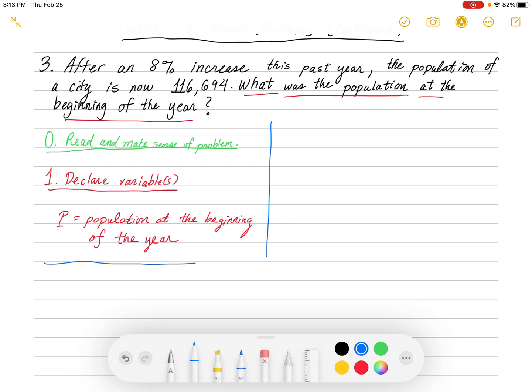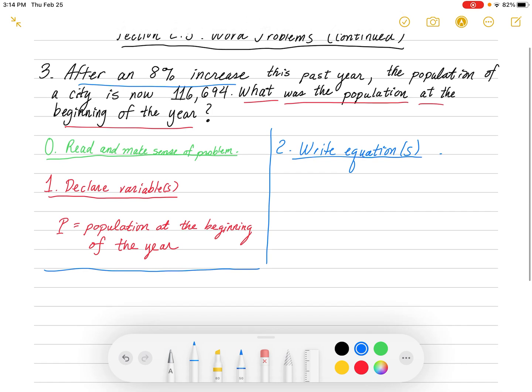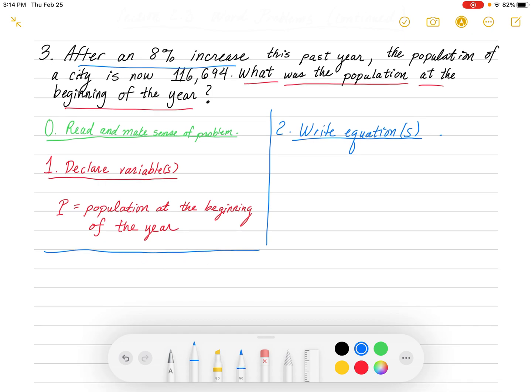The next thing we want to do, I'll call this step 2, we're going to write our equations. We're going to get our equations from our sentences. So if you read the first sentence, we're going to have an 8% increase in population. So after this 8% increase, the population is going to finally be 116,694. So we start off with 100% population, right? You always start off with your total population, which is 100%, and you're going to go up 8%. So what's 100% plus 8%? That's 108%, right?